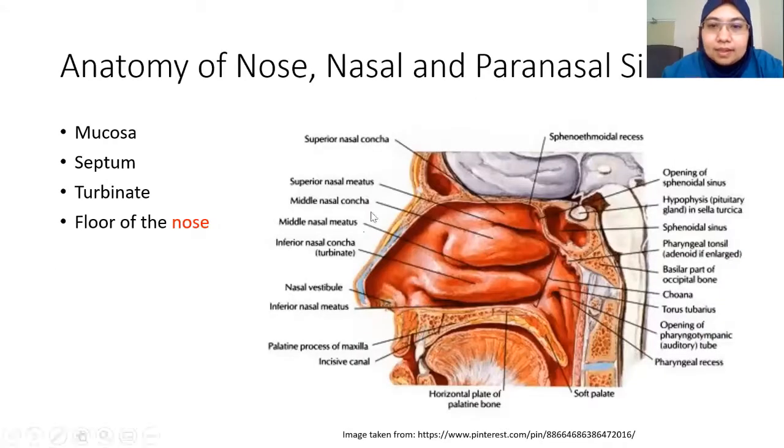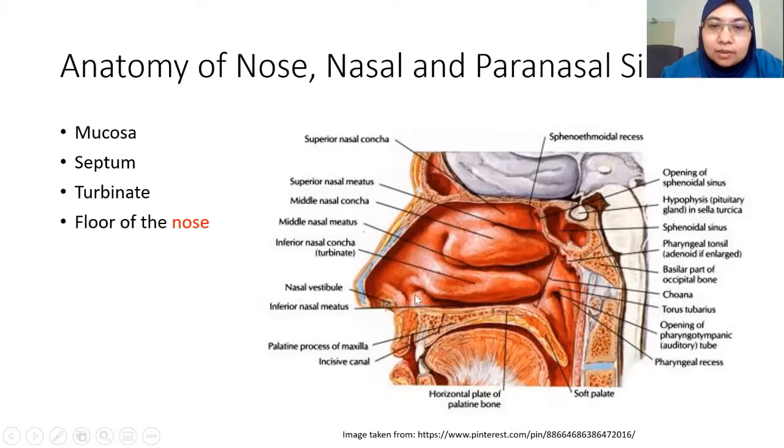This is a diagram of the lateral wall of the nose. We have this area here, which is called the vestibule. This can be seen from outside. It contains the vibrissae, the hair, and also skin. Posterior to that is an area that is covered by mucosa, and we will see three structures at the lateral wall, which are called turbinates. This is the inferior turbinate, this is the middle turbinate, and this is the superior turbinate.